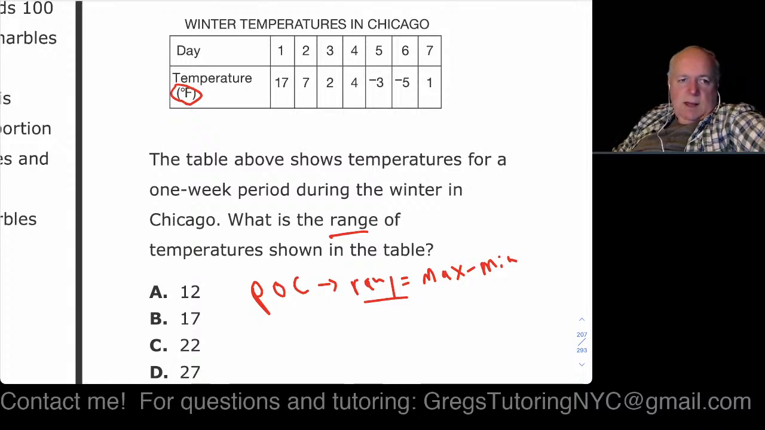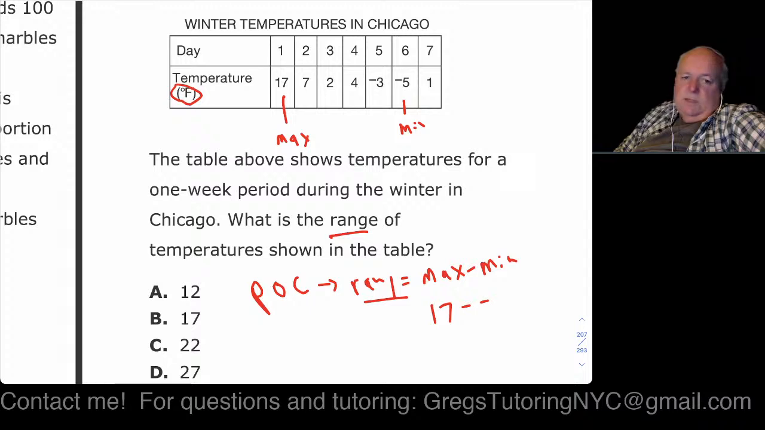Okay, so it seems to me that 17 is the max. And the smallest number here is the minus 5. So what we're going to do is 17 minus negative 5. And that's equal to 17 plus 5. And at least in my neck of the woods here, that's 22.